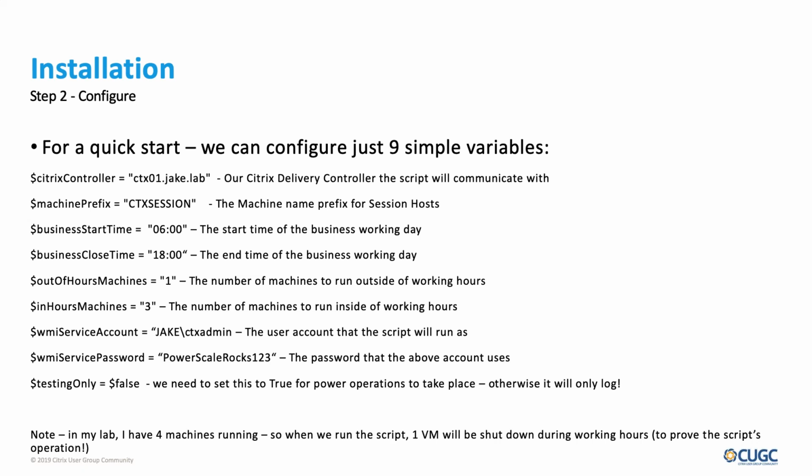You can see I've configured the next 2 variables as well, the out of hours machines and the in hours machines. In my lab, I've only got 4 machines running. So what I'm saying here is that outside of 6 a.m. to 6 p.m., I only want 1 machine running, and in hours I'd like 3 machines running, and the script will scale up or down based on the time.